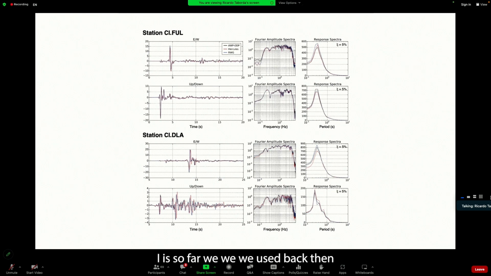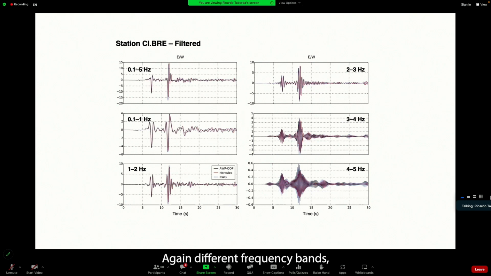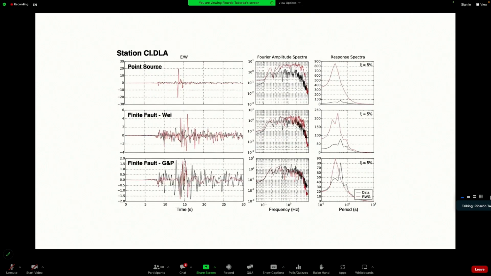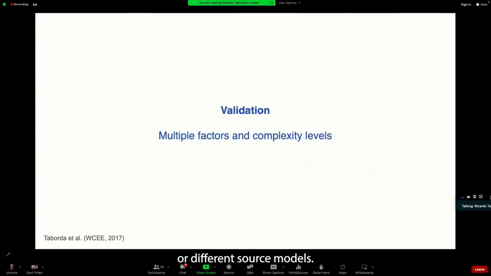Now, key point here is that so far, back then, we used moderate earthquakes in order to avoid questions about plasticity, nonlinearity, frequency variable attenuation, and things that the physics have, but that you cannot fully embrace all at once. Again, different frequency bands, different performances. You could sense again how good your models are and how variable the results are. More examples of the same, now for different source models.